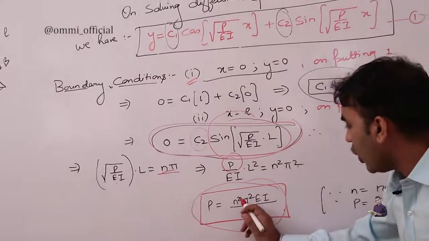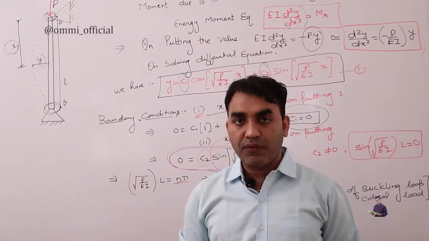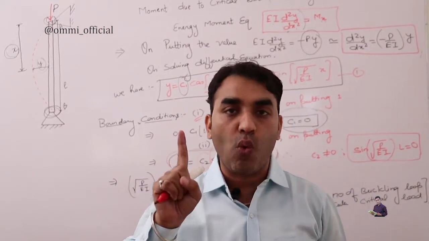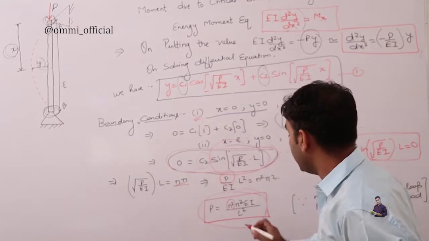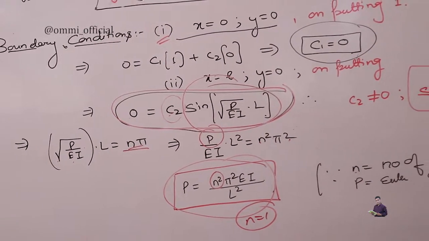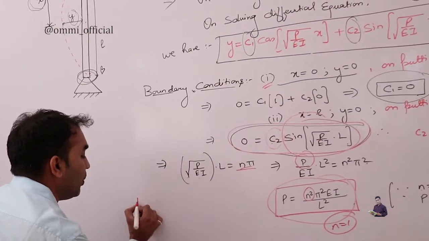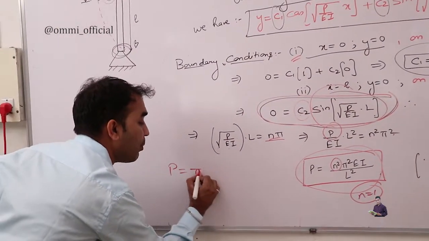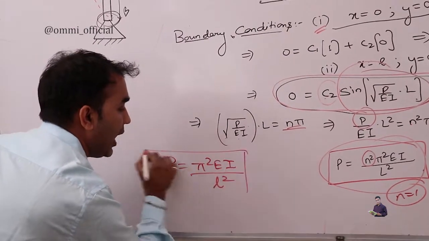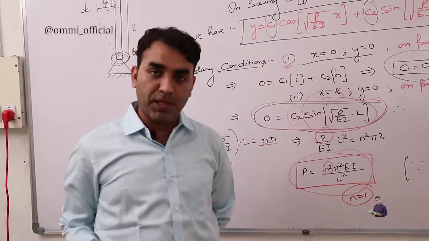Now here we have one term, n squared. If you know about the whirling of shafts, there a number of loops come, and generally we work with the loop equal to 1. So that's the reason the n value should always be taken as 1. That is, n is the number of buckling loops, and P is the Euler critical load. On putting the value, the desired equation is P equal to pi squared EI upon L squared. And my dear friend, this is the Euler load, or we can also call it the crippling load.